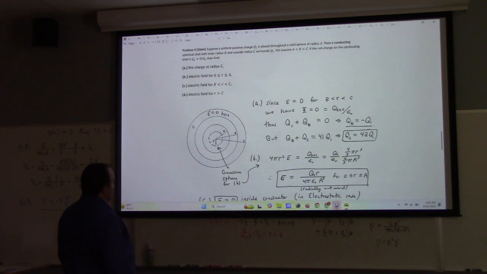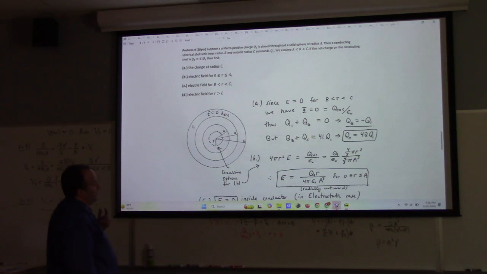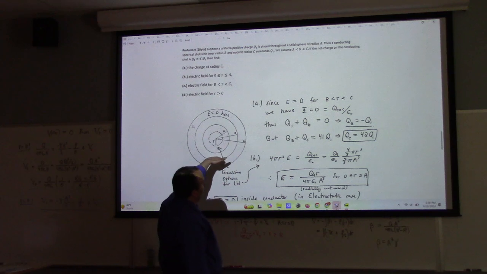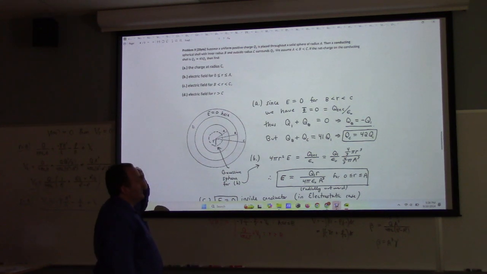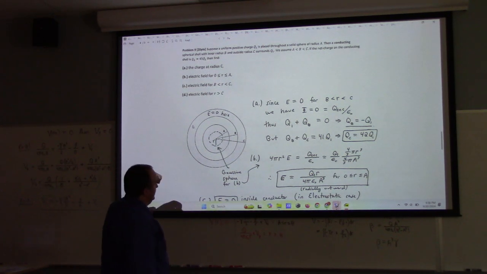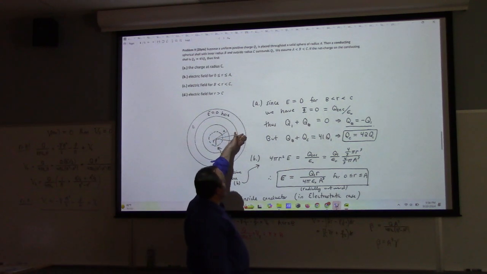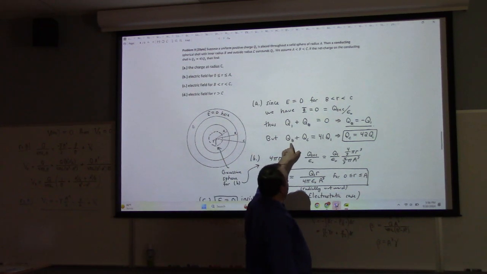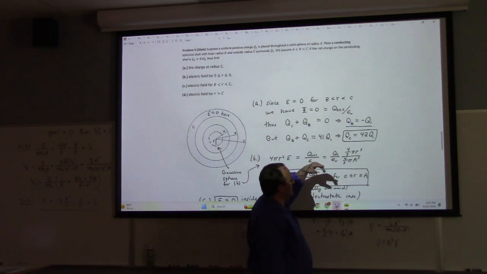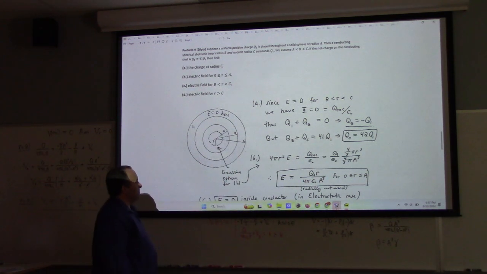So part A: since the electric field inside the conductor is 0, the net flux must be 0 going through a Gaussian sphere inside the conductor. So the charge enclosed must be 0, which means that QB has to be equal to minus Q1. But we also know that the sum of the charge at radius B and at radius C has to be 41 Q1. So that tells me that the charge at C is 42 Q1. So there it is.